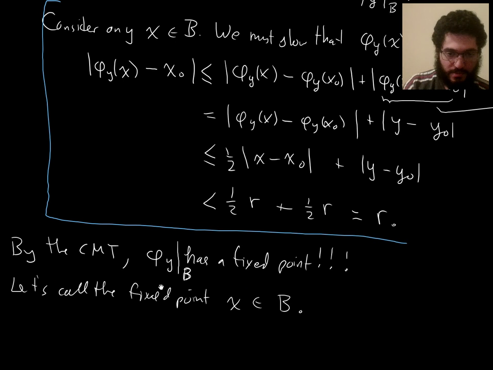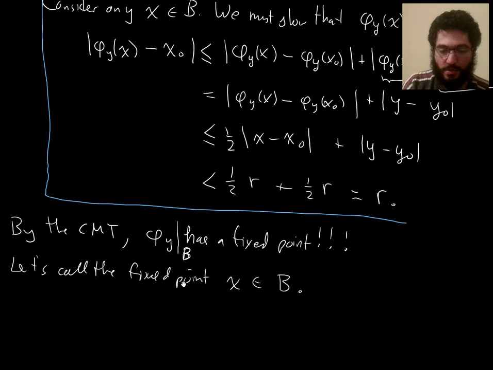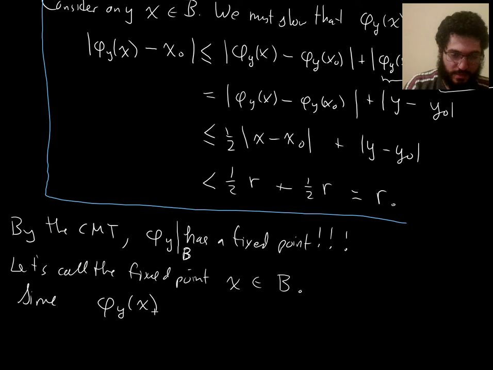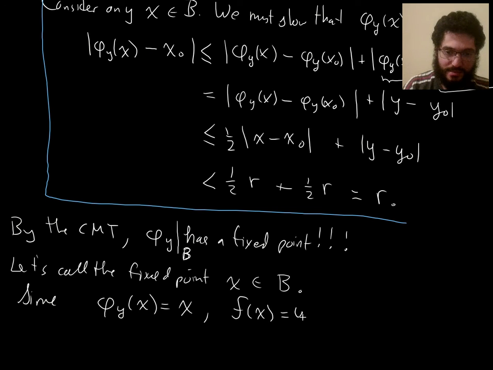Okay, so right now there are no x's. Let's call our fixed point for phi sub y, let's call that x. X is a great name because f of x is y. So since phi sub y maps x to x, remember the way these phi sub y's work? When you have a fixed point for phi sub y, that's the same as having a preimage for y. So we have f of x is y.